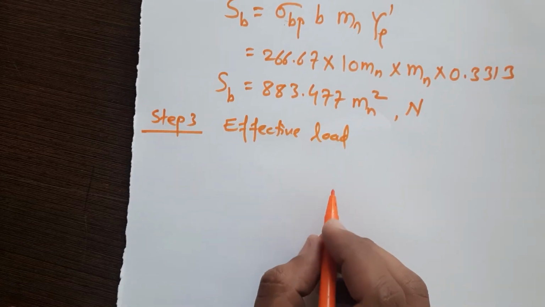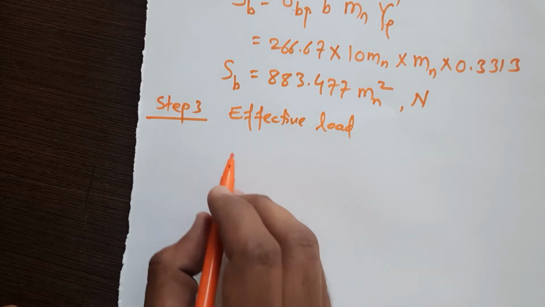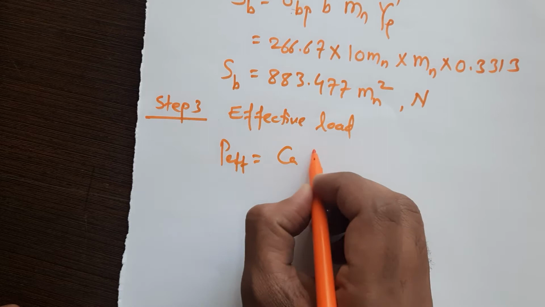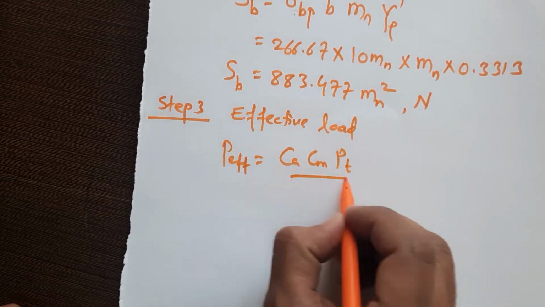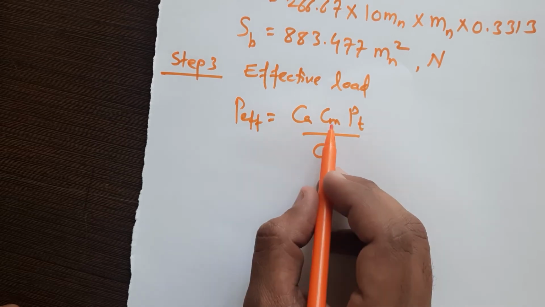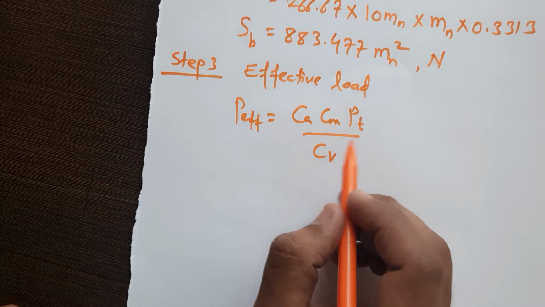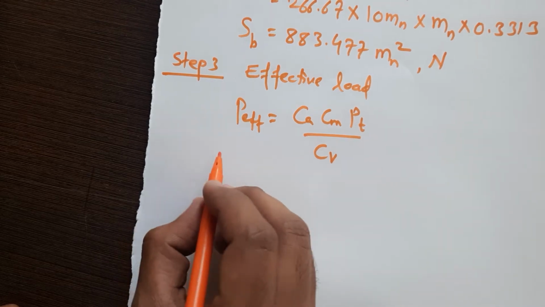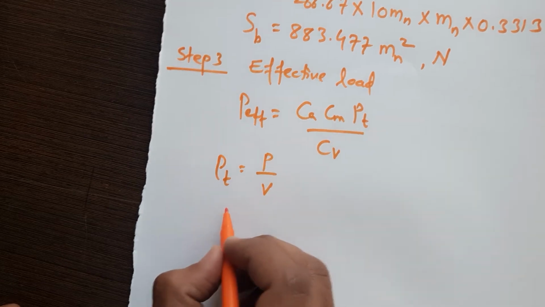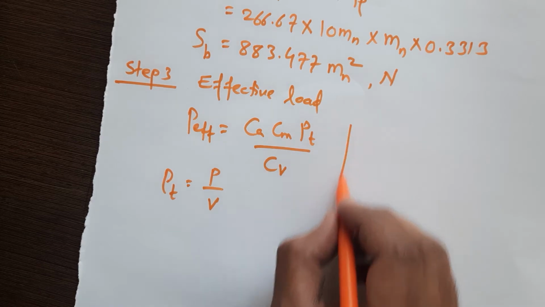By preliminary estimation you need to first calculate effective load. So effective load is given by P effective is equal to CA CM PT divided by CV. Now your CA is nothing but application factor which is given, CM is also given, load distribution factor, PT we need to find and CV we need to find. PT is nothing but power by velocity. So here velocity we need to first calculate.